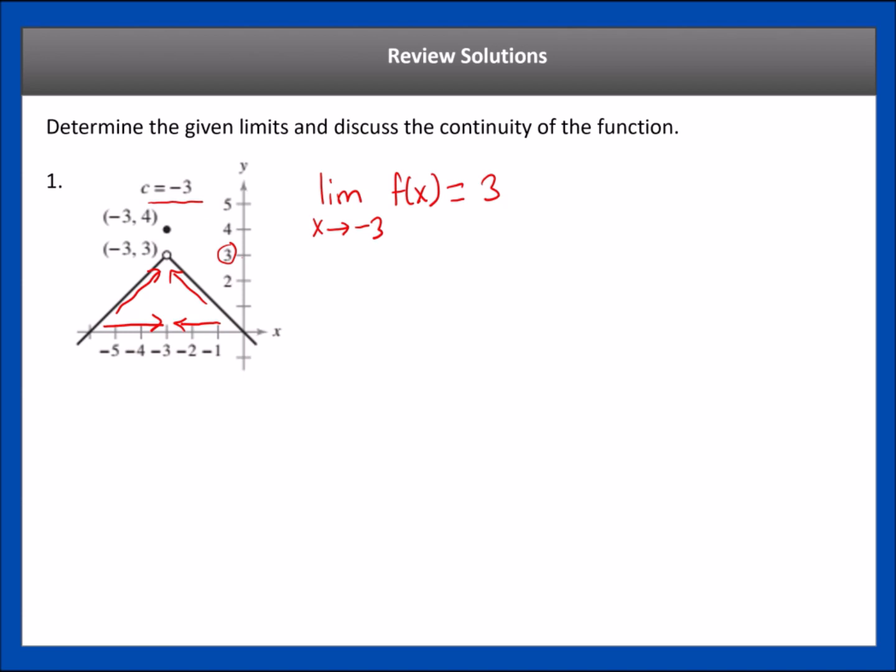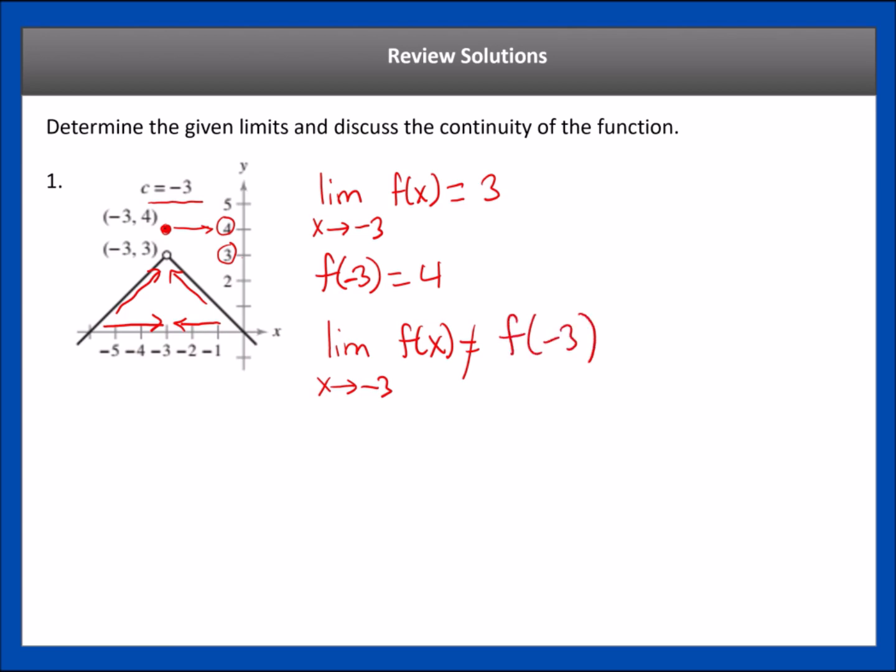So remember that for continuity at a point, you have to satisfy 3 properties. The limit must exist, the function must be defined, and the limit must equal the function. Well, we know that f of -3 is defined, and it's actually equal to 4, because that's where this filled-in portion is at 4. So those 2 properties are satisfied. However, the third property is not satisfied. In other words, the limit as x approaches -3 of f of x does not equal f of -3.